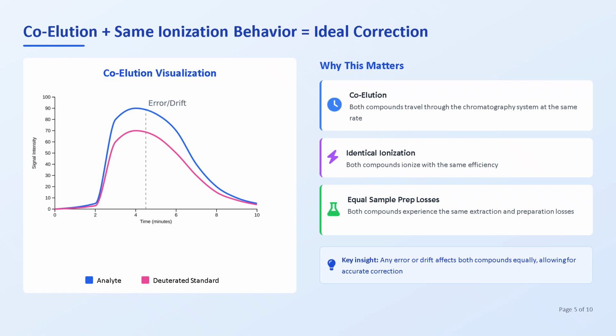When a deuterated standard is introduced into the sample, it co-elutes with the analyte, meaning both travel through the chromatography column at the same time. They also ionize with the same efficiency and experience identical extraction and preparation losses. Because any change affects them equally, the ratio between them remains consistent, and that ratio is what produces highly accurate results.